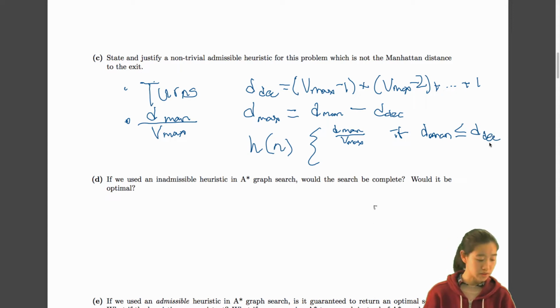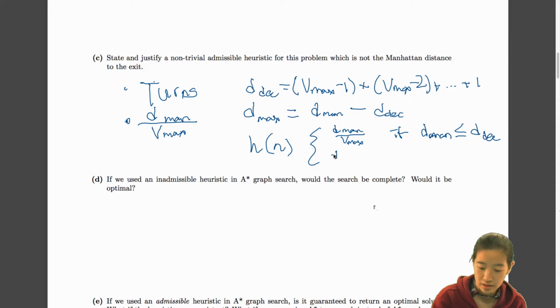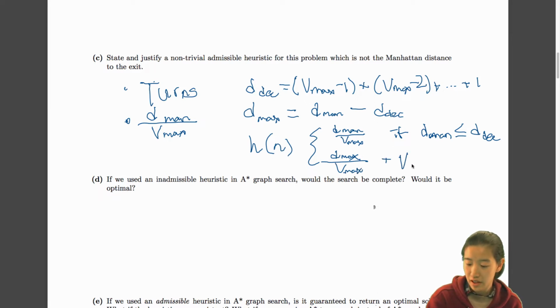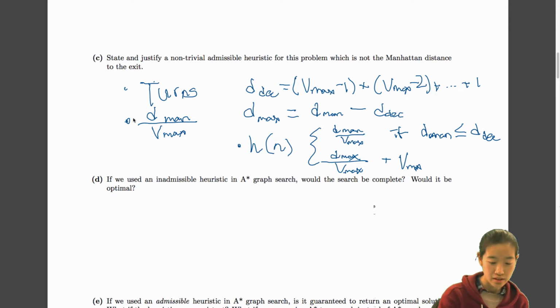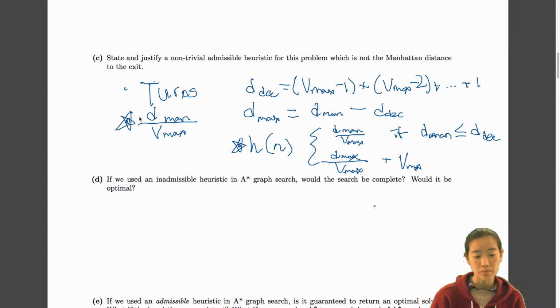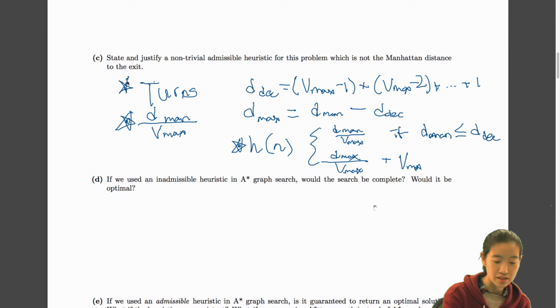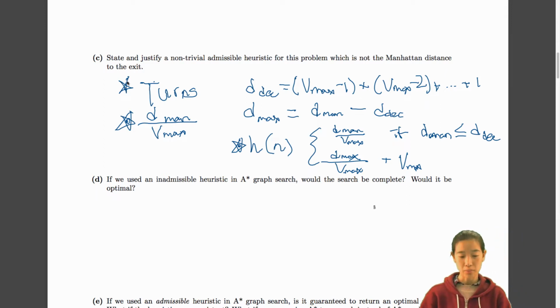But if it is greater, then we can do the thing that we want, which is the Manhattan distance, d_max, divided by V_max, plus the number of steps it takes to decelerate, which we know is V_max steps. So we can see that the third heuristic here is strictly better than our first one, because it will always be greater than or equal to this one, which is better or equal to this one. So this we call dominating heuristics.